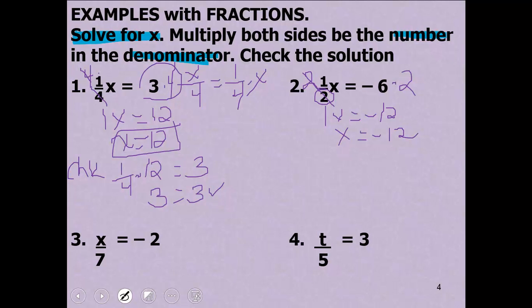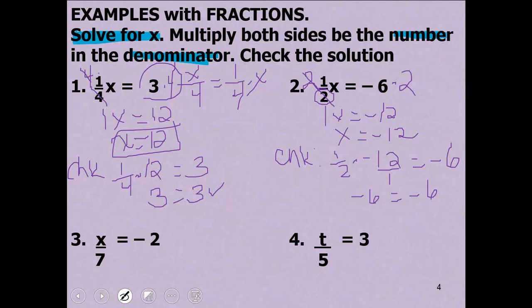All right, if I check it, I get 1/2 times negative 12. And I want that to equal negative 6. All right, I'm going to multiply straight across. I get negative 12 over 2. That's negative 6 is equal to negative 6 when I reduce.